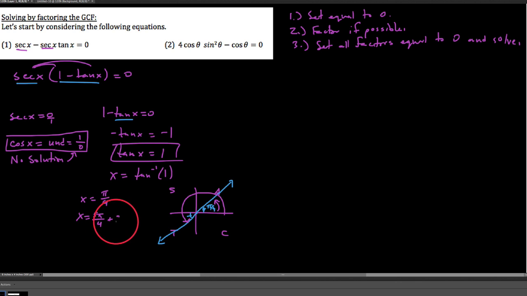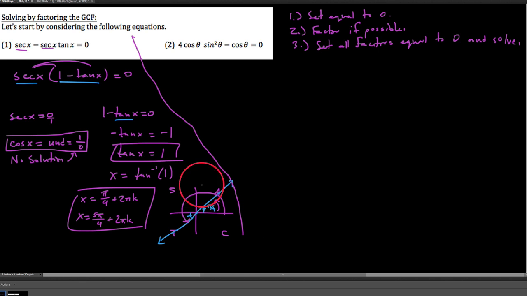So we're also going to add on multiples of the period here, 2 pi k, where k is some integer. So we say here are all the solutions to this equation that we see here. Now looking at number 2, similar situation. We have 4 cosine theta times sine squared theta minus cosine theta equals 1.